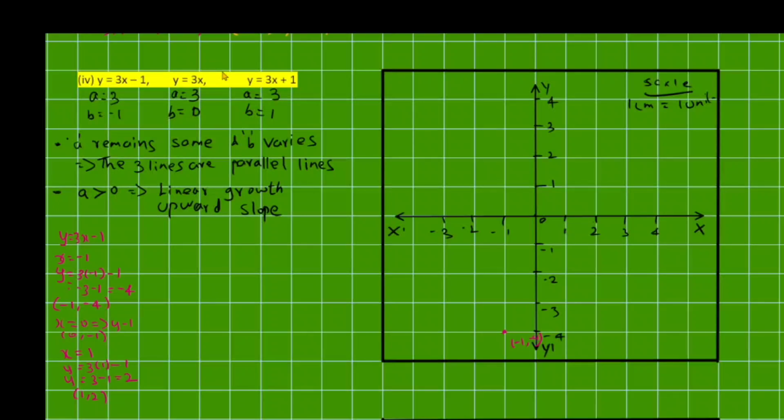Second point, 0 comma minus 1. Minus 1, minus 4, then x-axis 0 and y-axis minus 1. On the axis, 0 comma minus 1. Next, 1 and 2. X-axis 1, y-axis 2. Let's see the line. Join the points. Get a line.